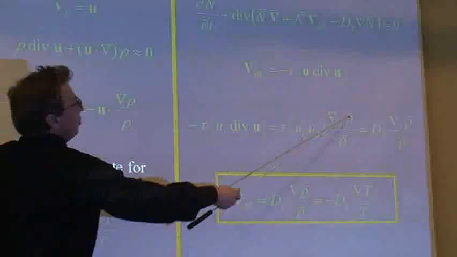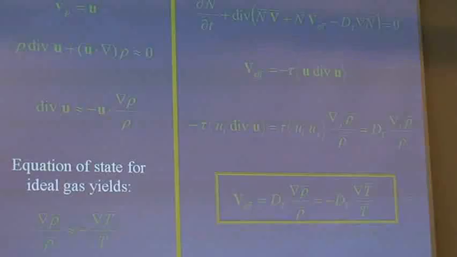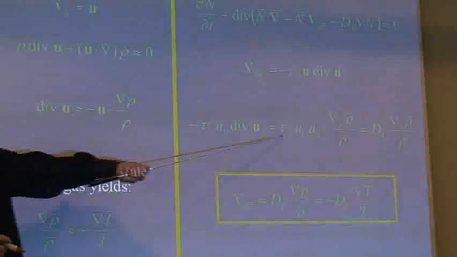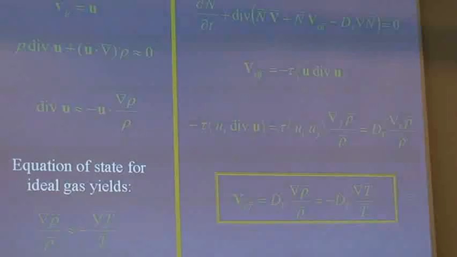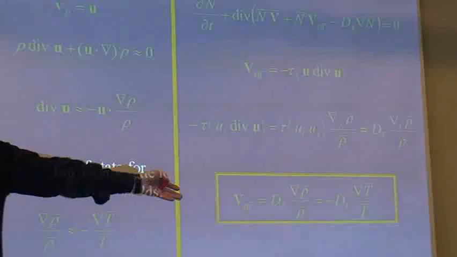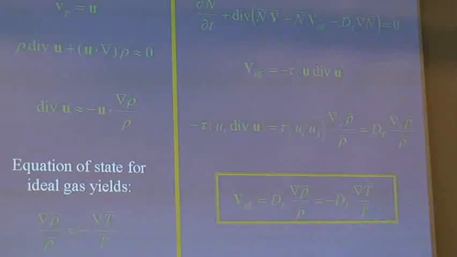So what we have here is u_i u_j, grad rho divided by rho. This tensor determines turbulent diffusion, for any kind of turbulence. If we consider isotropic turbulence, then we immediately obtain that u_i u_j is one third of u squared multiplied by delta_ij, and we obtain this simple coefficient D_T. But if we substitute anisotropic turbulence, we obtain anisotropic corrections.